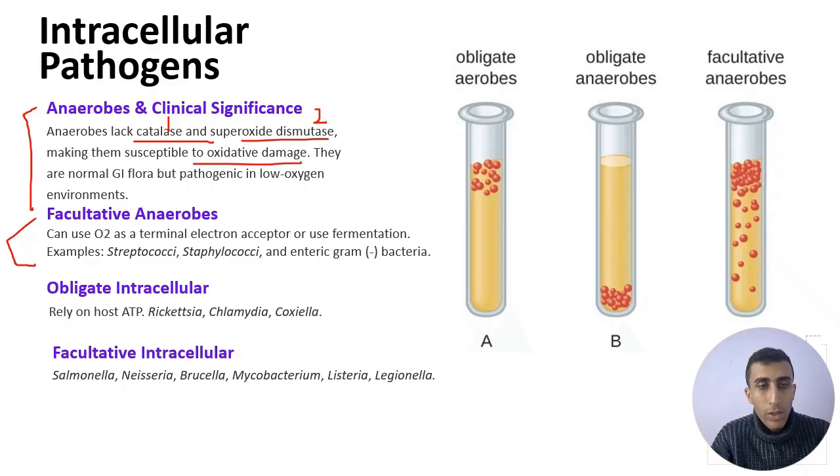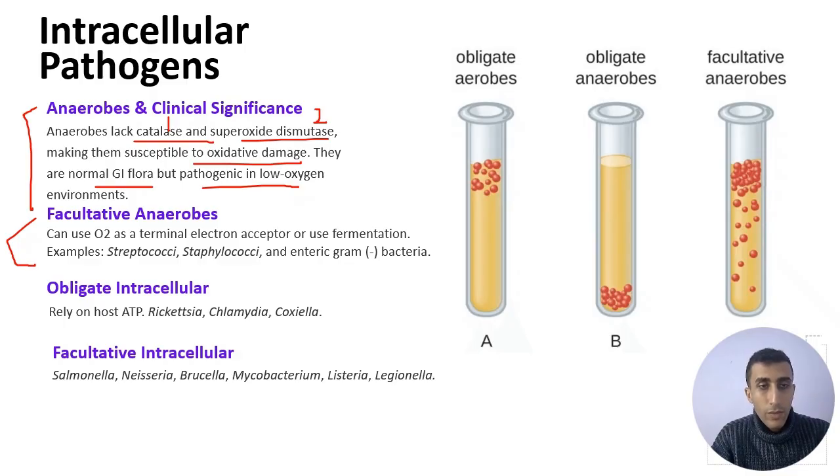So they are normal GI flora, but they are pathogenic in low oxygen environments. This is why the anaerobes are involved in intra-abdominal infections or in ischemic tissues, for example, which are very far away from oxygen, and they are rare in upper respiratory infections.